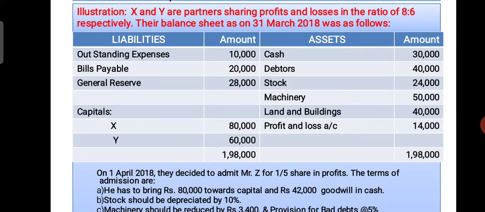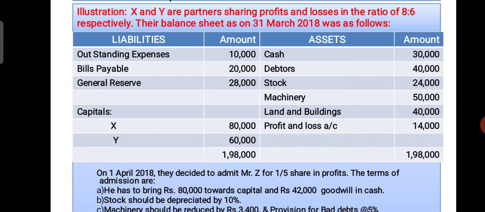Students, I hope you understand all the points that are given in this problem. And here I want to ask you a few questions. You have to answer them. How many old partners are there? 2 old partners. Yes, that is the correct answer. Who are they? X and Y. And what is their old profit sharing ratio? Yes, your answer is correct.